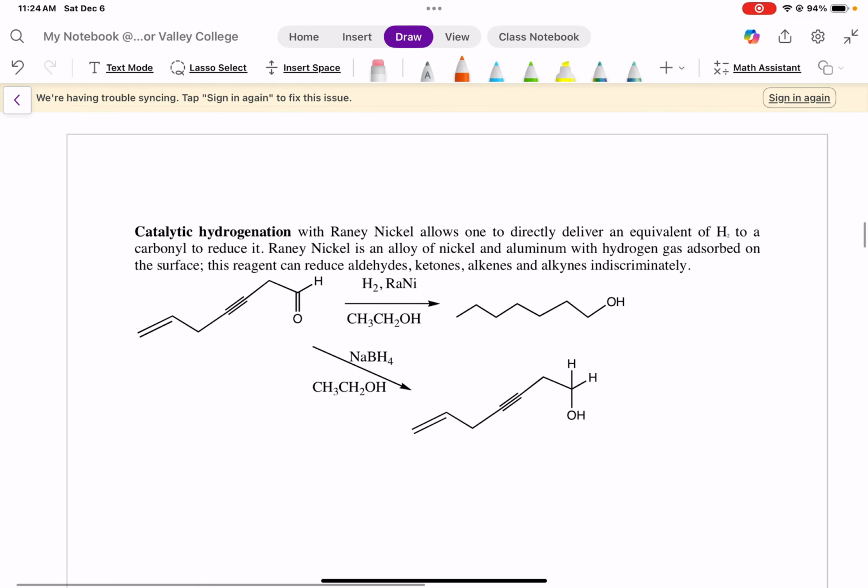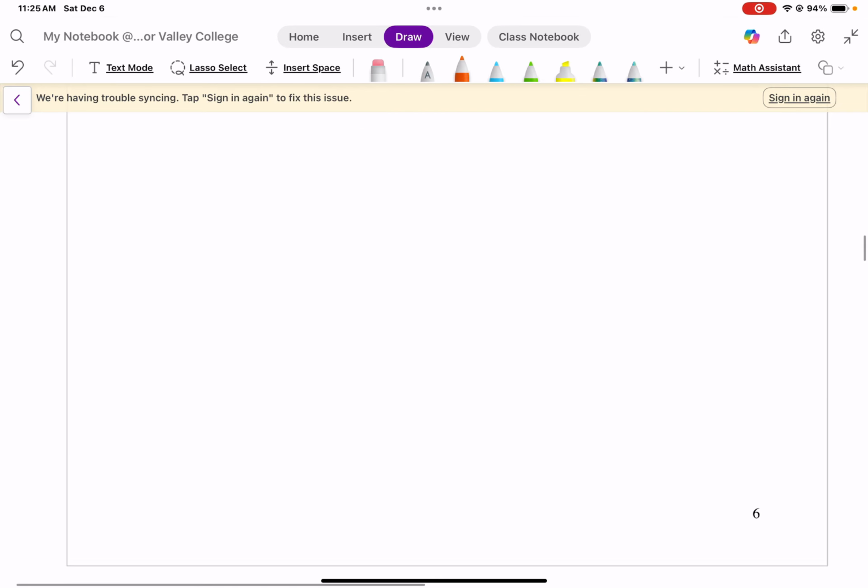Now, Raney nickel is actually an alloy of nickel and aluminum, and it's really cool. It can reduce double bond, triple bond, aldehyde, ketone. Okay, all together. But still, not carboxylic acid or ester or acid chloride or amide. That's only lithium aluminum hydride. Okay, and notice that sodium borohydride can only reduce the C double bond O of the ketone or aldehyde.